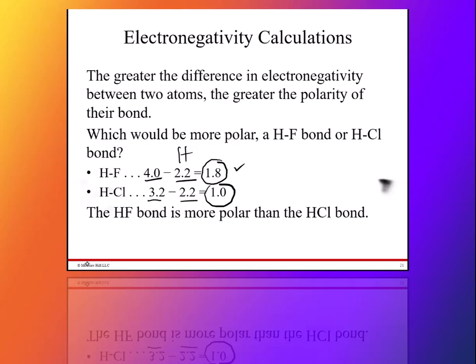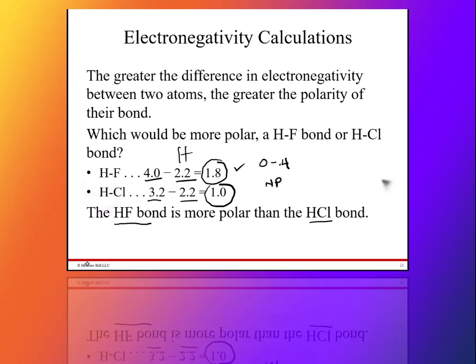So the hydrogen fluoride bond is much stronger, or more polar, than the hydrogen chloride bond. So that's what we're going to be doing, electronegativity calculations to determine the polarity of the bond. The greater the difference in electronegativity, the more likely it is to be polar. So here's my general rule of thumb. And this is important, I want you to write this down: if the difference in electronegativity is between 0 and 0.4, we generally call this a non-polar bond.